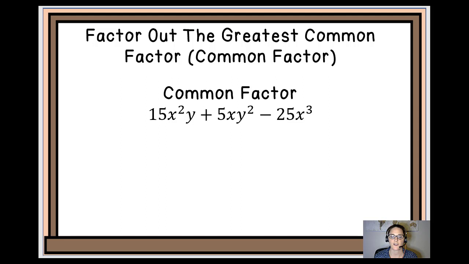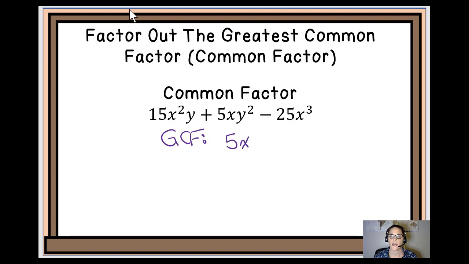Okay, we're going to common factor 15x squared y plus 5xy squared, subtract 25x cubed. So again, we're going to start with our GCF by looking at the coefficients. There's a 5 that's common to each of those three terms. Next, we're going to look at the x's. The highest x that I can divide out of each term is just x.